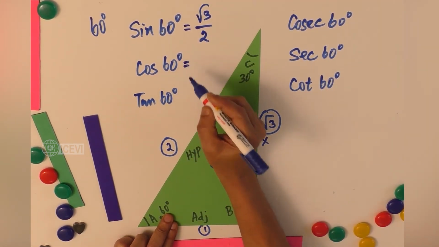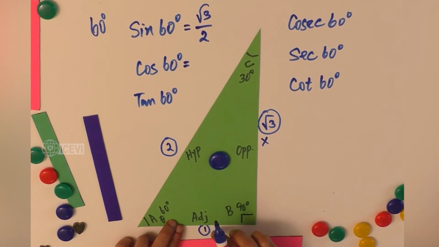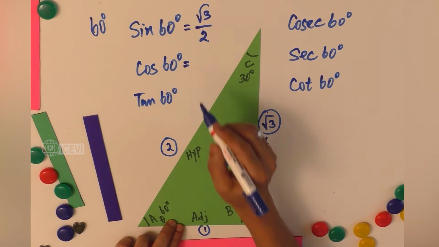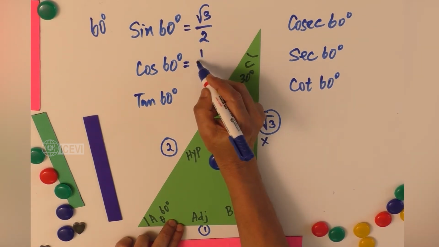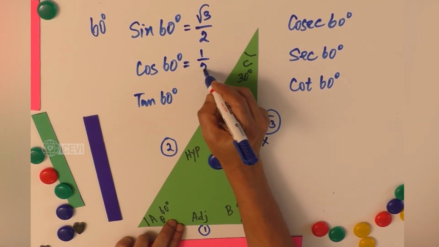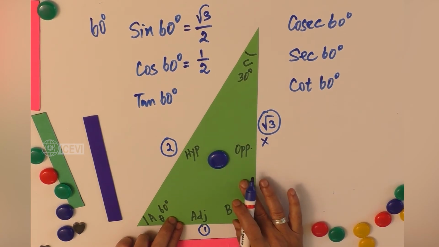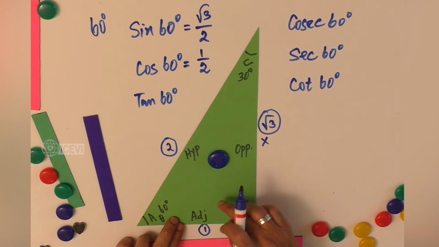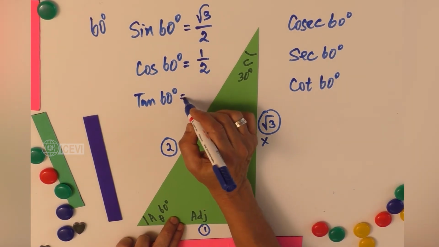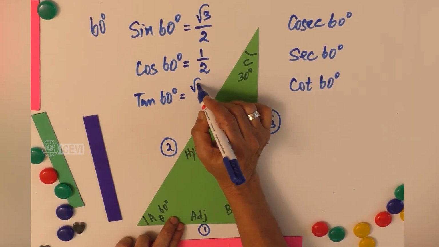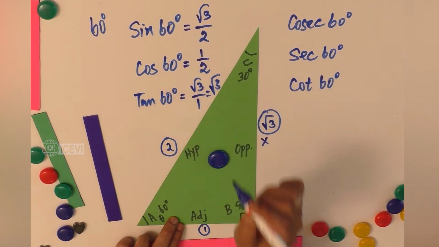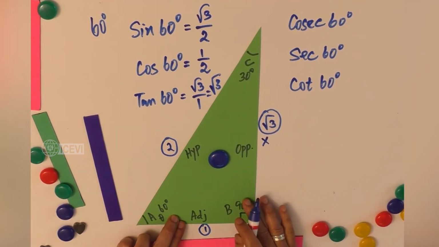What is cos 60 degrees? It is adjacent by hypotenuse, that is adjacent is 1, hypotenuse is 2. What is tan theta? It is opposite by adjacent, that is root 3 by 1, that means square root of 3.